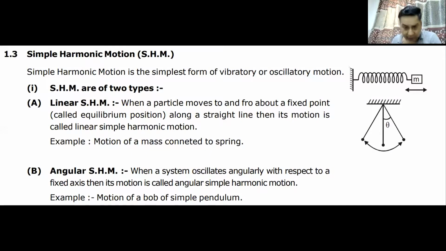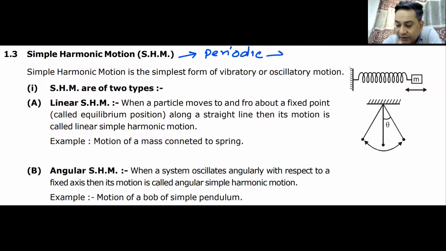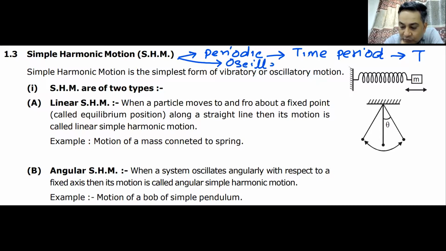Then we will write the heading of SHM and try to understand when the motion is SHM. A simple harmonic motion is a periodic motion, so it will repeat itself after a fixed interval of time. That interval of time is known as time period. Do we remember this word, time period, capital T? Yes, sir. The simple harmonic motion is also oscillatory or vibratory. So it has both types of motion inside it. It is oscillatory as well as periodic.